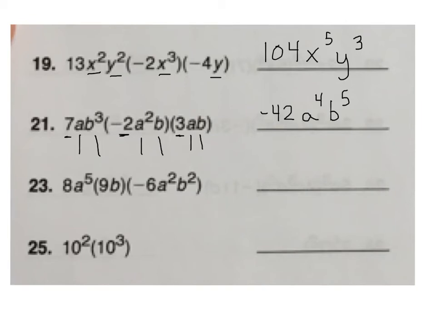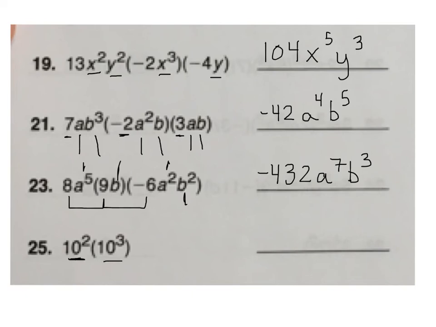Let's look at 23. On 23, I've got 8 times 9 times negative 6. What is that? Negative 432, y'all are saying? And then I've got a to the 5th times a squared, which is a to the 7th. And then b times b squared, which is b to the 3rd power. Very good.